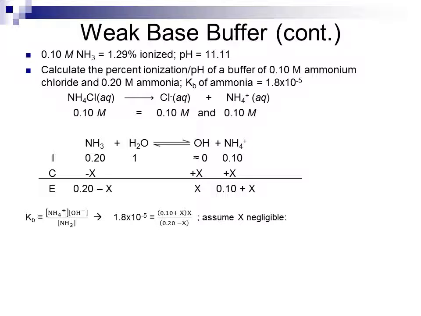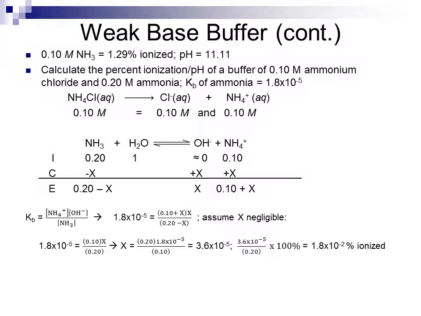We have the same general Ka expression, except it's a Kb now. So ammonium times hydroxide over ammonia equals 1.8 times 10 to the minus 5, which equals, plugging in our equilibrium values, (0.1 plus x) times x divided by (0.2 minus x). Now assuming x is negligible, we get 1.8 times 10 to the minus 5 equals 0.1 over 0.2 times x. Multiplying by the reciprocal on both sides will give us an x value equal to 3.6 times 10 to the minus 5.